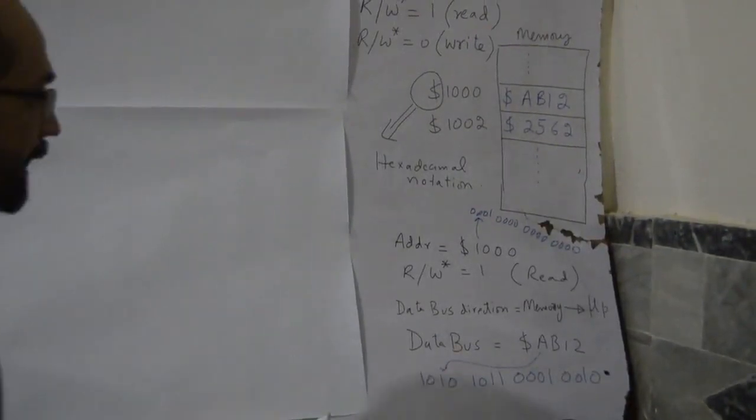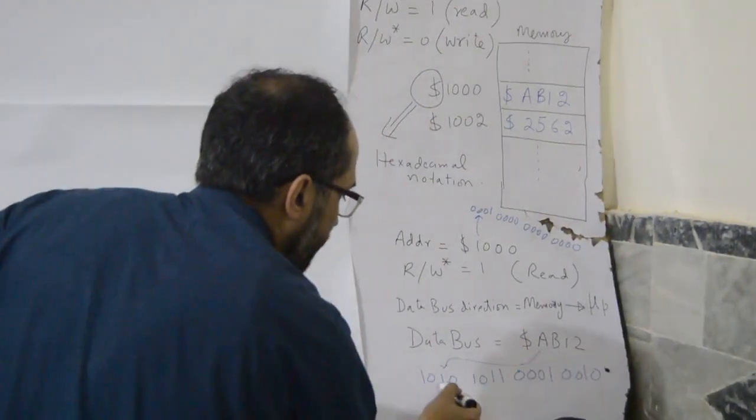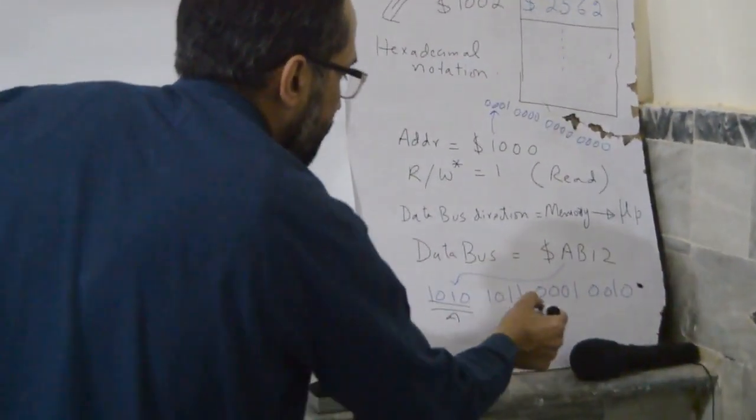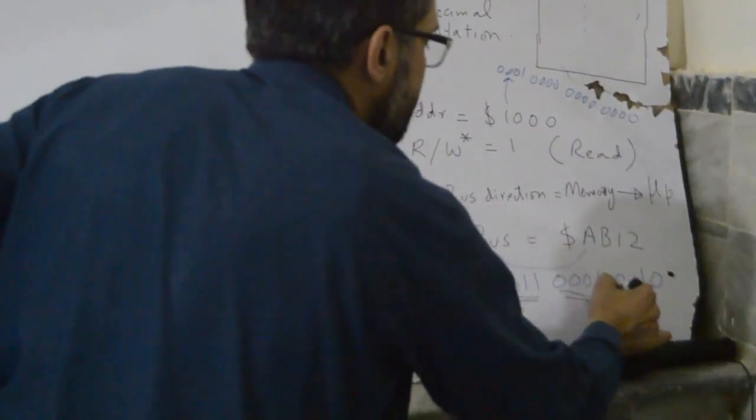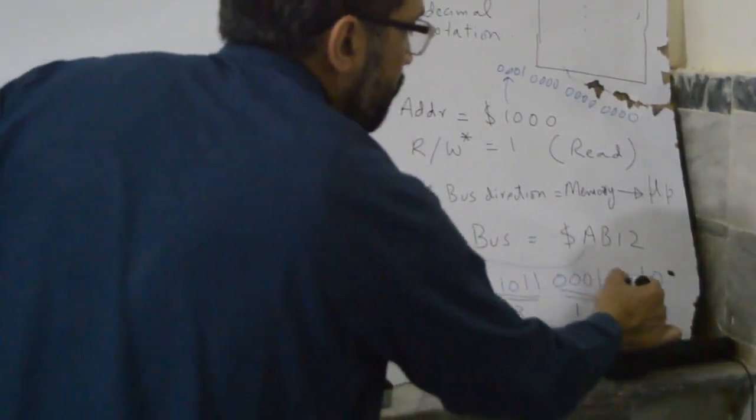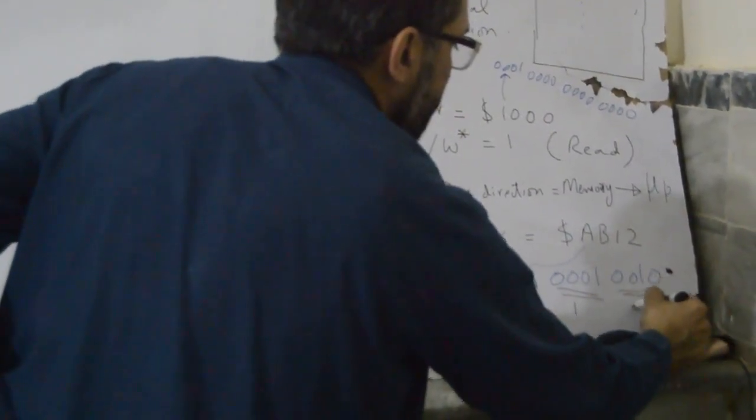If you want to convert it to binary, the code for A is 1010. The code for B is 1011. The code for 1 is 0001. And the code for 2 is 0010.